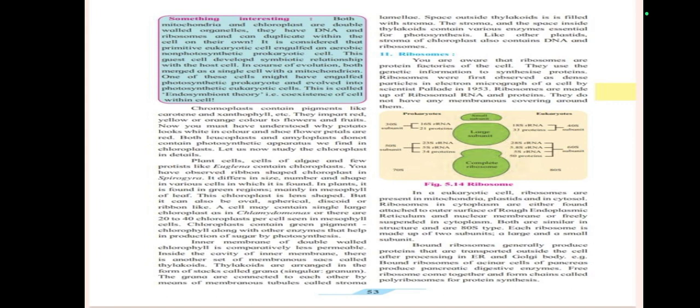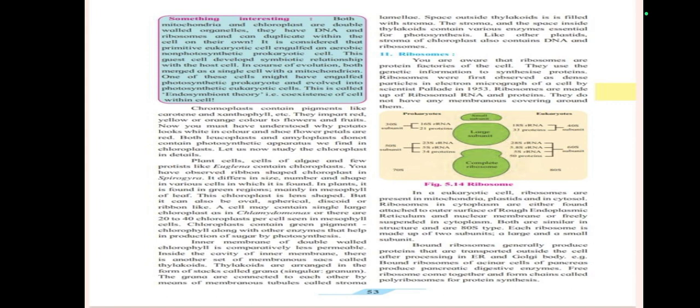The chloroplasts contain the green pigment chlorophyll, along with other enzymes that help in the production of sugar by photosynthesis. The inner membrane of the double-walled chloroplast is comparatively less permeable. Inside the cavity of the inner membrane, there is another set of membranous sacs called thylakoids. Thylakoids are arranged in the form of stacks called grana, singular granum. The grana are connected to each other by means of membrane tubules called stroma lamellae. The space outside the thylakoids is filled with stroma.